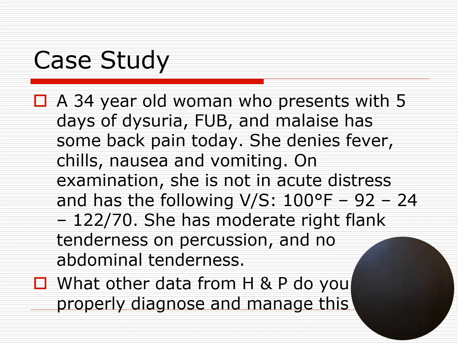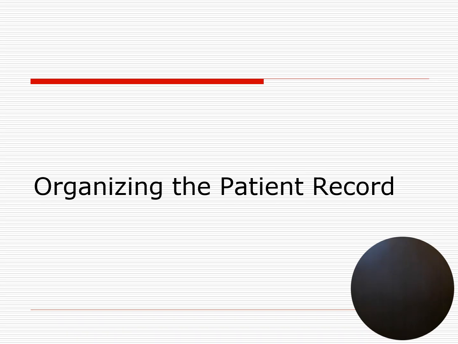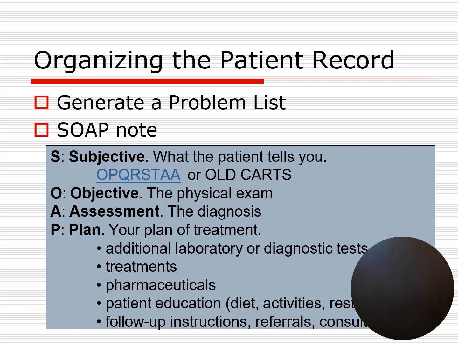Take a minute, stop this lecture, and think about it. What else would you need? What other information would help you? Then you want to make sure you organize your patient record. This goes back again to what we talked about related to the SOAP note. Subjective, objective, assessment and plan, right?